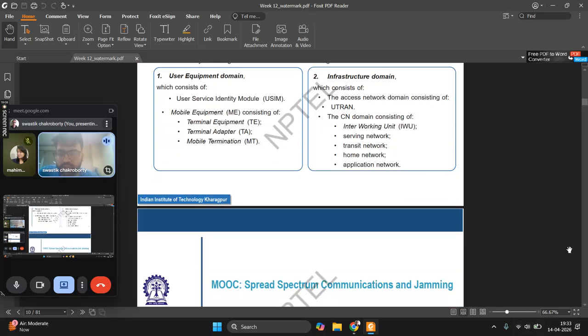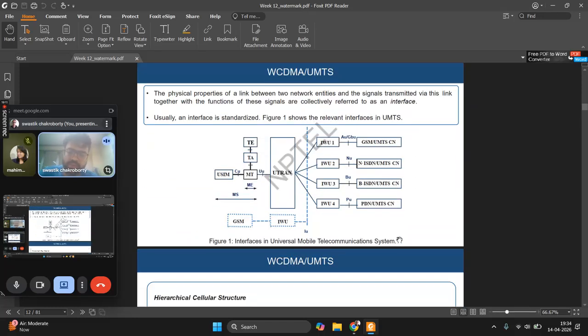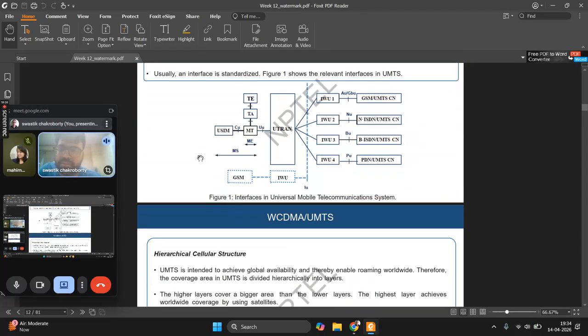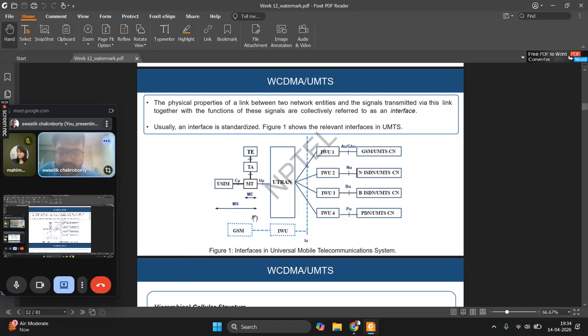Okay, so now we come to the next part, which is the WCDMA UMTS architecture. At the very end of the domain is the user domain, the USIM or the SIM card specifically. Now this SIM card is connected to a mobile network which consists of terminal equipment, terminal adapter and mobile termination. These are basically the same parts of mobile devices, and this together makes up the user equipment.